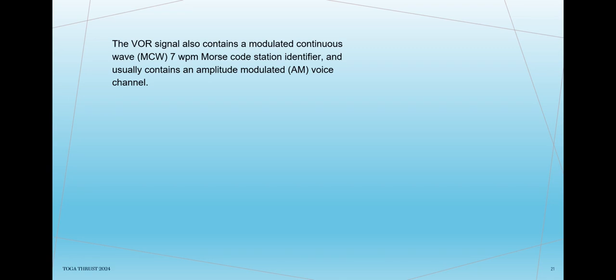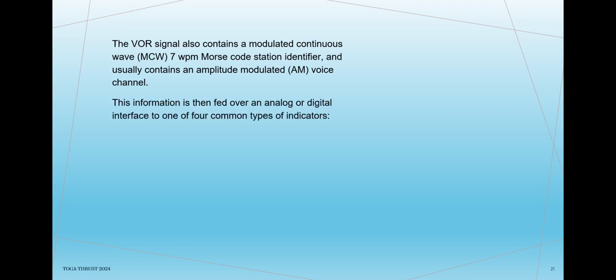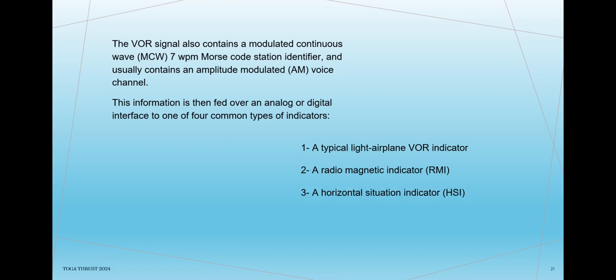The VOR signal also contains a modulated continuous wave, MCW, 7 words per minute, Morse code station identifier, and usually contains an amplitude modulated, AM, voice channel. This information is then fed over an analog or digital interface to one of four common types of indicators. A typical light airplane VOR indicator. A radiomagnetic indicator, RMI. A horizontal situation indicator, HSI. An area navigation, R.